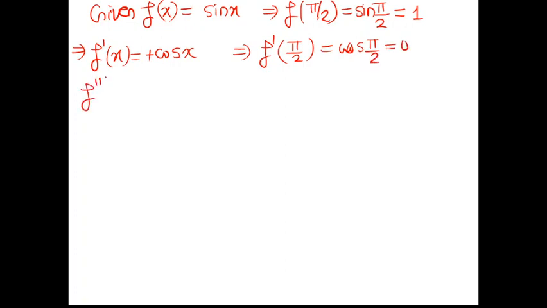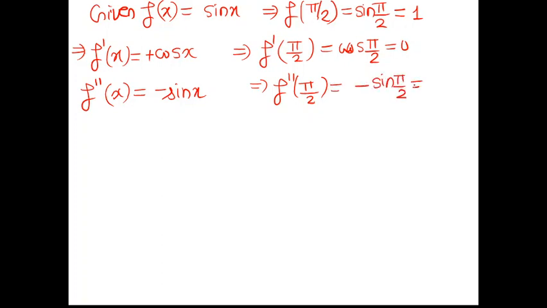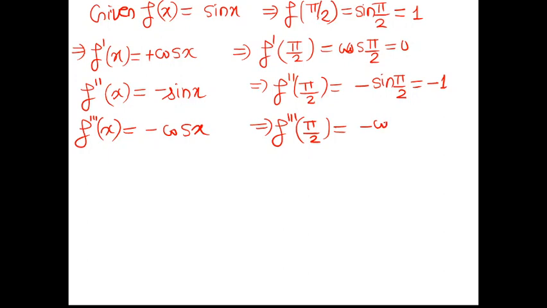Then again differentiate. f double dash of x is minus sin x, the derivative of cos x is minus sin x. So its value at pi by 2 is minus sin of pi by 2, which is equal to minus 1. Then find the next derivative, that is the third derivative, which is minus cos x, which implies the value at pi by 2 is 0, because cos of pi by 2 is 0. So on, these are the derivative terms required.